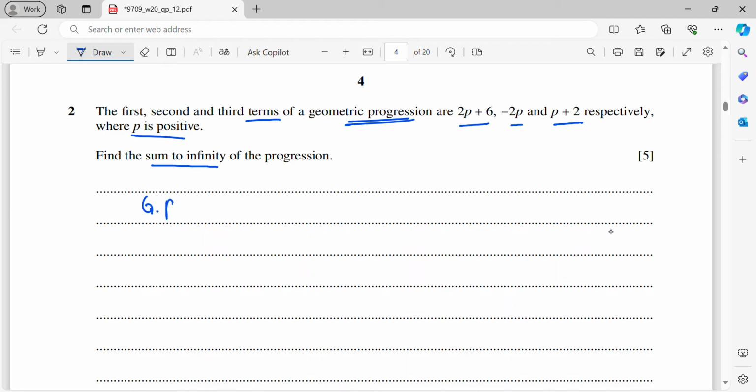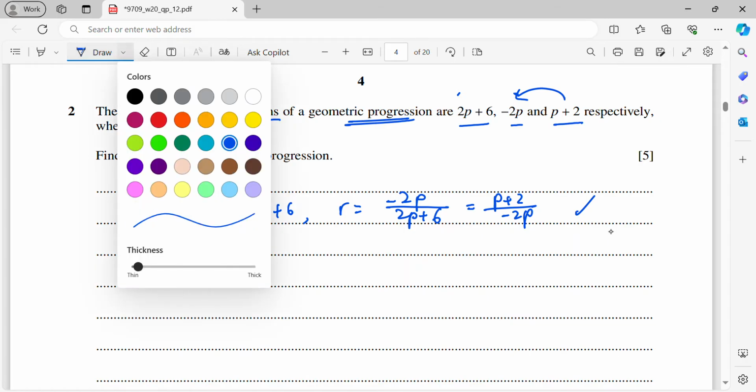For a geometric progression, based on here, my a is 2p plus 6, and my r is going to be the second term over the first term, so minus 2p over 2p plus 6. But since you need to find the sum to infinity, we need to find what p is. It's the same as the third term over the second term. This is the r. Then we are expected to get the p from this equation. So I will just do cross multiplication.